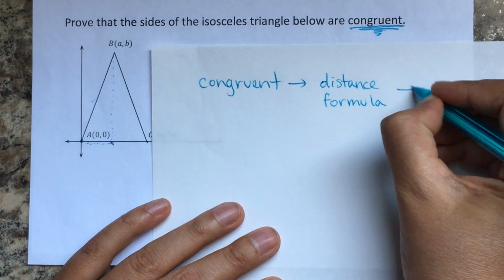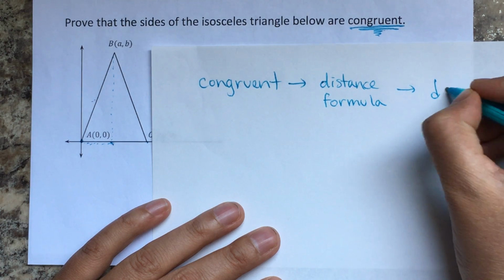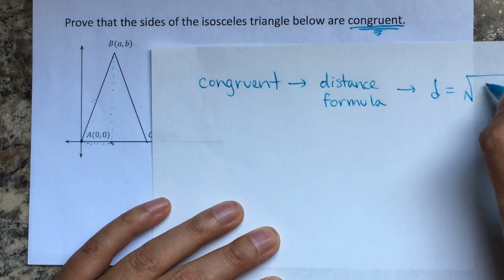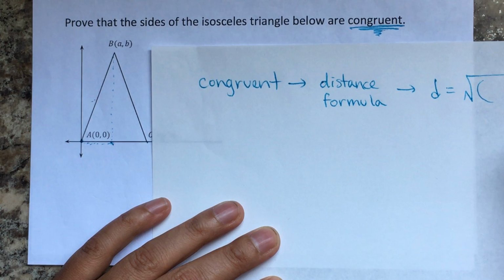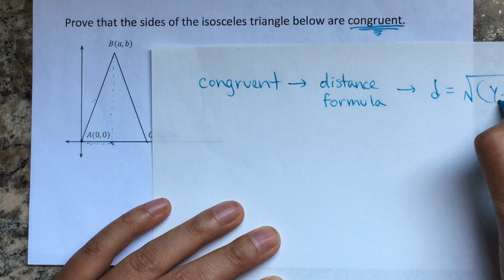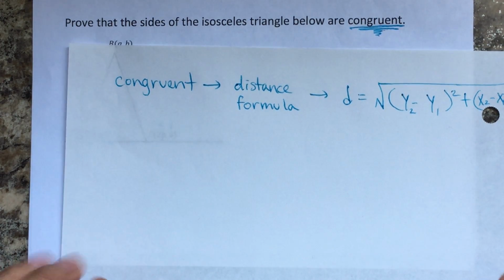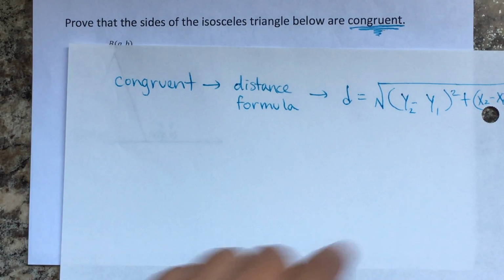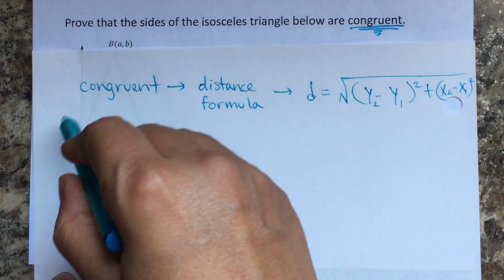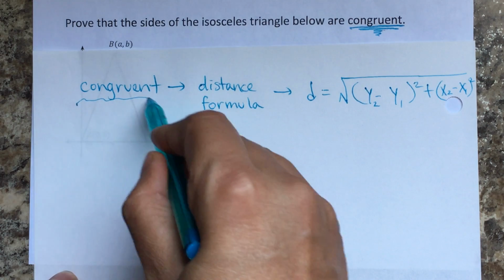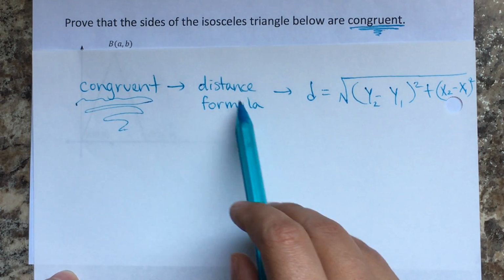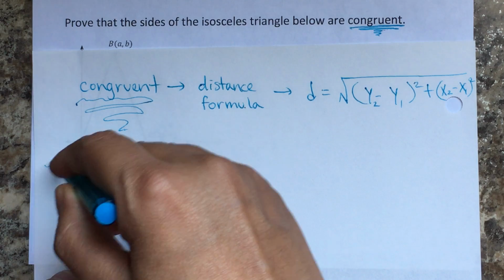And the distance formula is d equals the square root of (y2 minus y1) squared plus (x2 minus x1) squared. Okay, so we'll go back to that. I just want you to see the summary. So anytime you see the word congruent, it means distance formula, so that's what you would use.